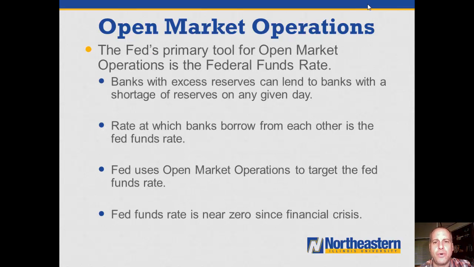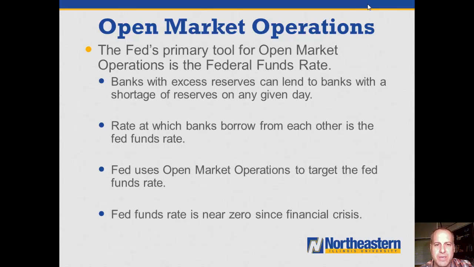The primary tool for open market operations for the Fed has been the federal funds rate. The federal funds rate works like this. Banks who have excess reserves can lend to banks with a shortage of reserves on any given day. Remember, banks have to be careful to stay above the reserve ratio, and banks would like to be as close to that as they can in general, because the more money they can lend out, the more money they can bring in interest payments and revenues from their borrowers. So banks would like to lend out as much as they can.